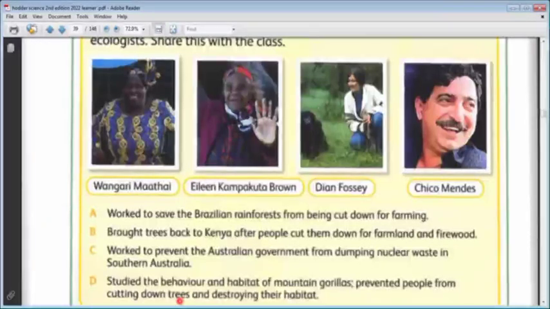This gorilla's habitat is destroyed. If its habitat is destroyed, it will move to another place. If it can't move, it will die. So if the habitat of a living thing is destroyed, this living thing will try to move to another habitat. If it can't live in this or another habitat, it will die. Okay, Sabah? Okay.